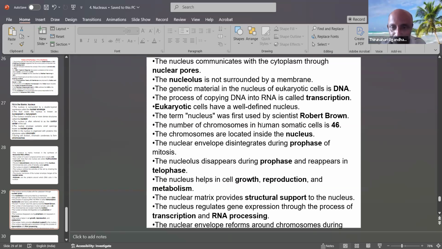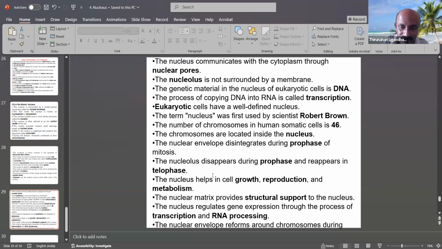The number of chromosomes in human somatic cells is 46. The chromosomes are located inside the nucleus. The nuclear envelope disappears in prophase and the nucleus reappears in telophase. That is important. In prophase the nucleus disappears, then in telophase it reappears. It is important.